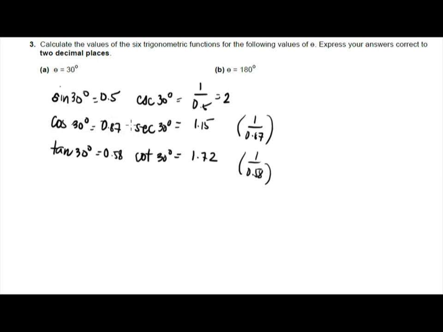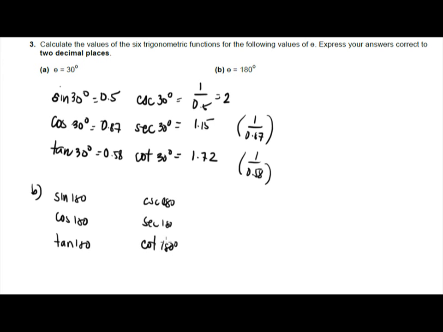Okay, but the idea again is just put in the angle, then just find sine, cosine, tangent, cosecant, secant, cotangent, and so on. Okay, so we can continue with B. In a similar manner, all you have to do is to find sine 180, cosine of 180, tangent of 180, then you find the cosecant of 180, the secant of 180, and the cotangent of 180.